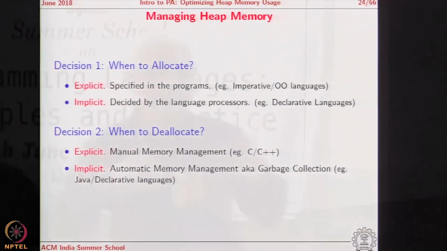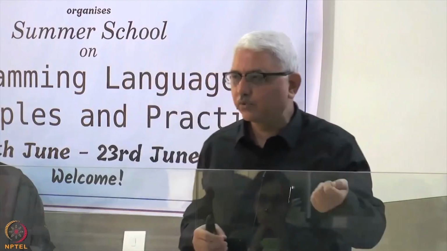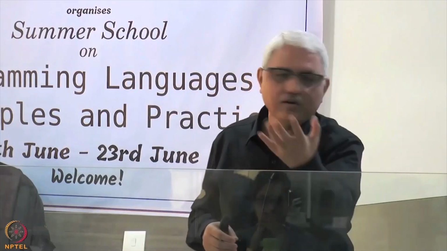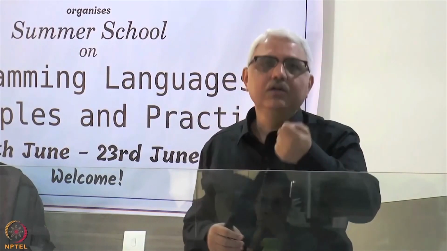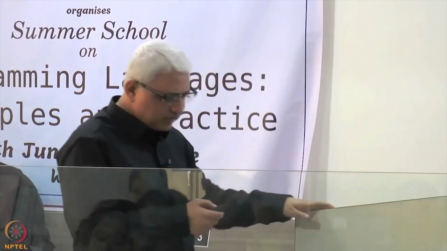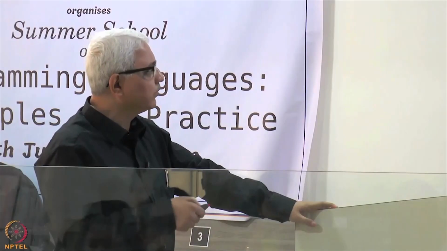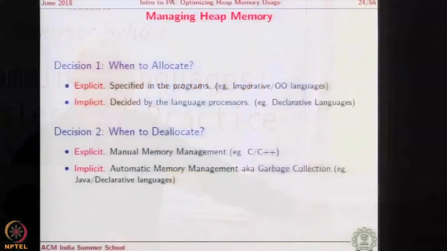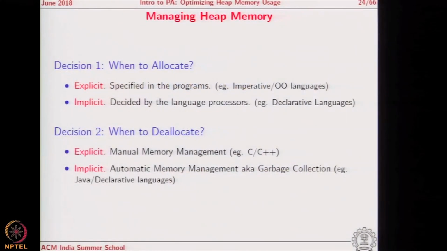In case of heap memory, allocation is very easy. Whenever there is a need, either the programmer makes an explicit request, please give me a memory chunk of 48 bytes, or you introduce some operation which requires additional memory. So, this is something specified in the program. This is not really an interesting question. The real interesting question is when to deallocate.